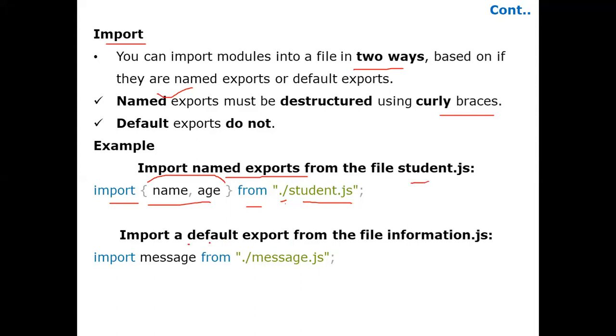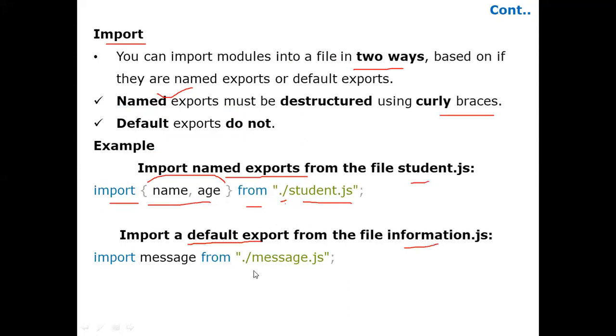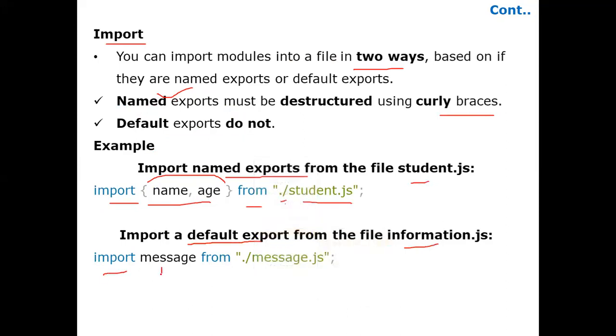Similarly, if you want the default export from the file information.js, here we have export default message. If you want to import that in your program, we do it with the help of import. What is the name of the function? Message, from ./message.js, the current directory. So like this, we can do it.